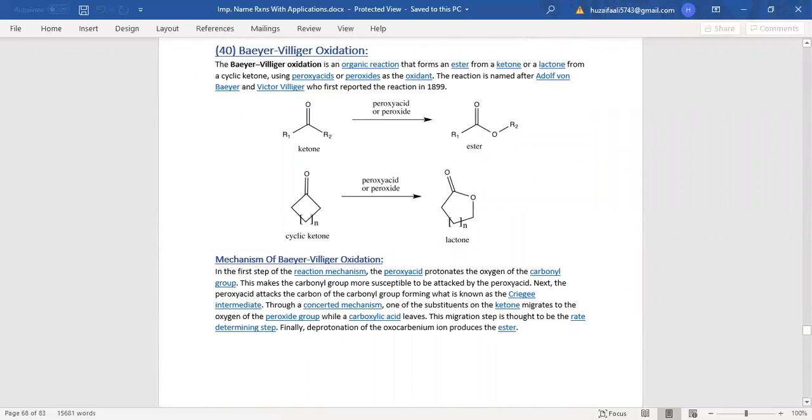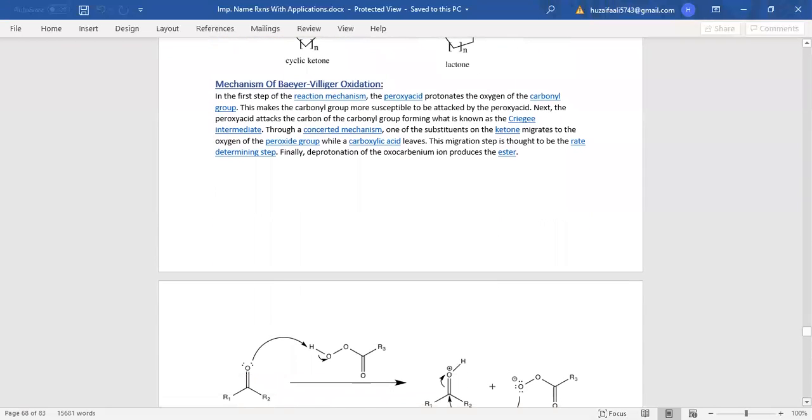Baeyer-Villiger oxidation. The Baeyer-Villiger oxidation is an organic reaction that forms an ester from a ketone, or a lactone from a cyclic ketone, using peroxyacids or peroxides as the oxidant. The reaction is named after Adolf von Baeyer and Victor Villiger, who first reported the reaction in 1899.